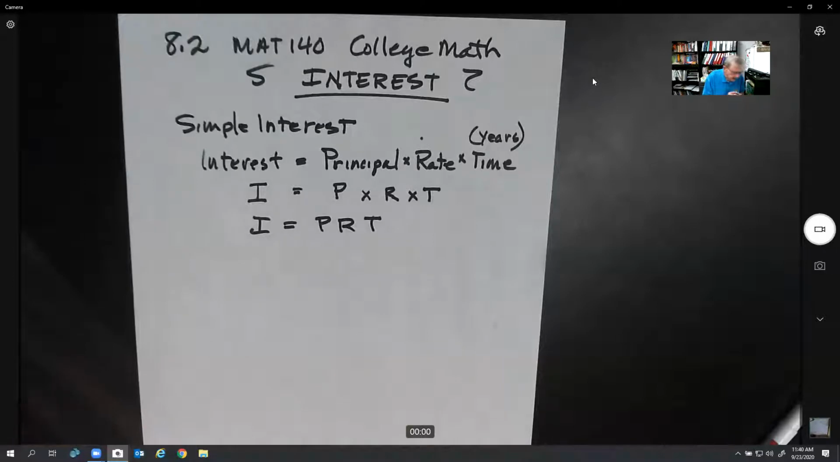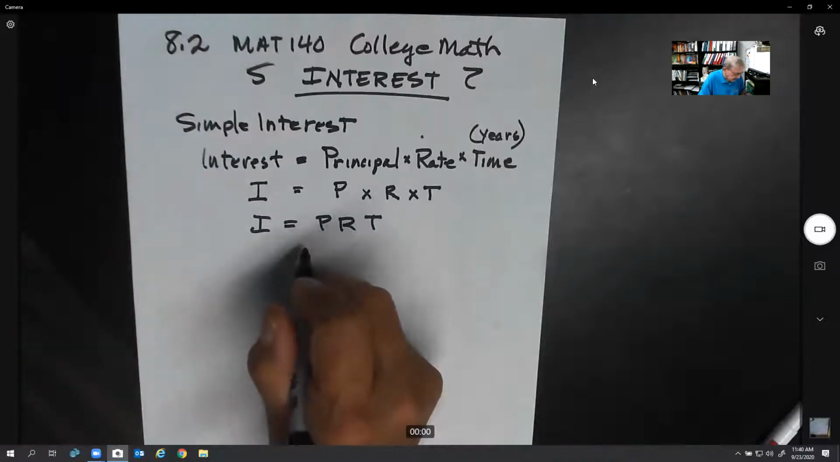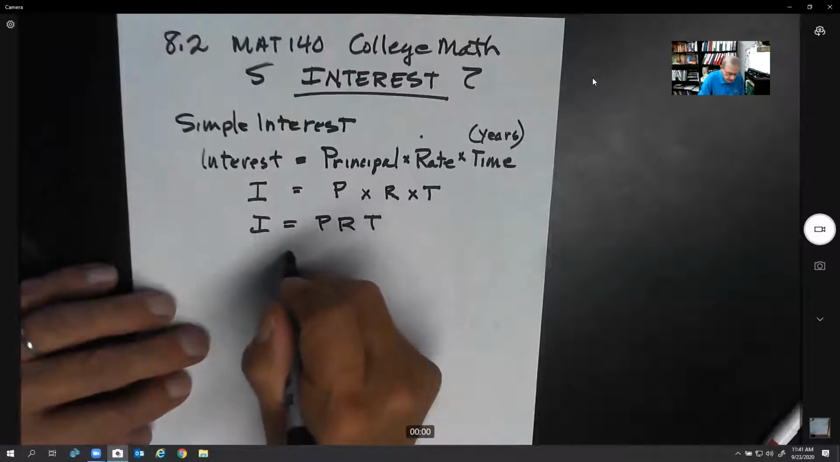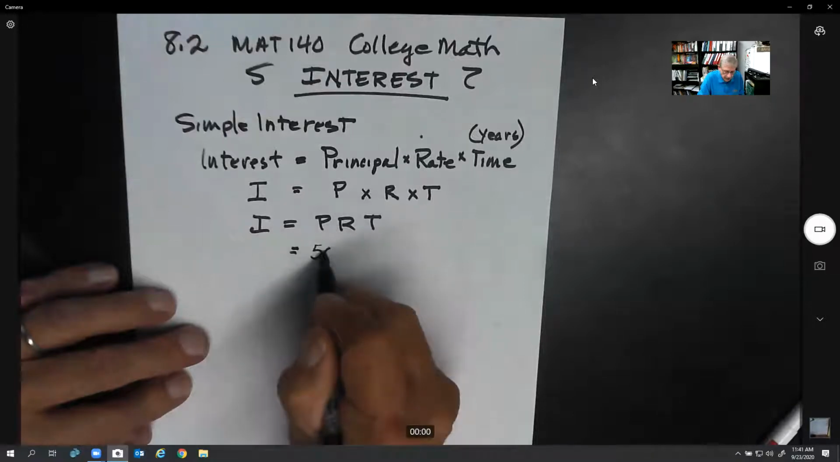So let's try one. Example one: you deposit $500 in a bank account at 6% interest. At the end of 4 years, how much money will you have? When it says you deposit, compute the interest using simple interest. You're putting in $500, and that is the principal amount.